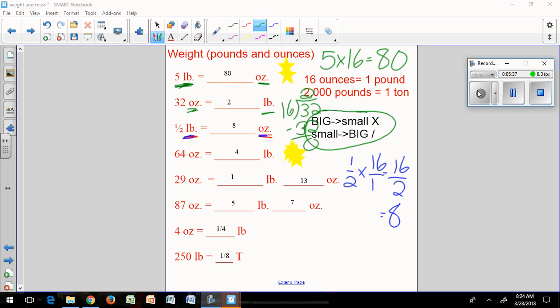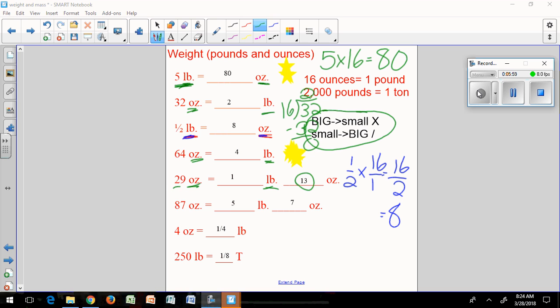All right, how'd you do? Here we go from ounces to pounds. Ounces to pound, we're going to divide by 16. 64 divided by 16 is 4. Here again, ounces to pounds. So we're going to divide. 29 divided by 16. But we're going to have some left over.